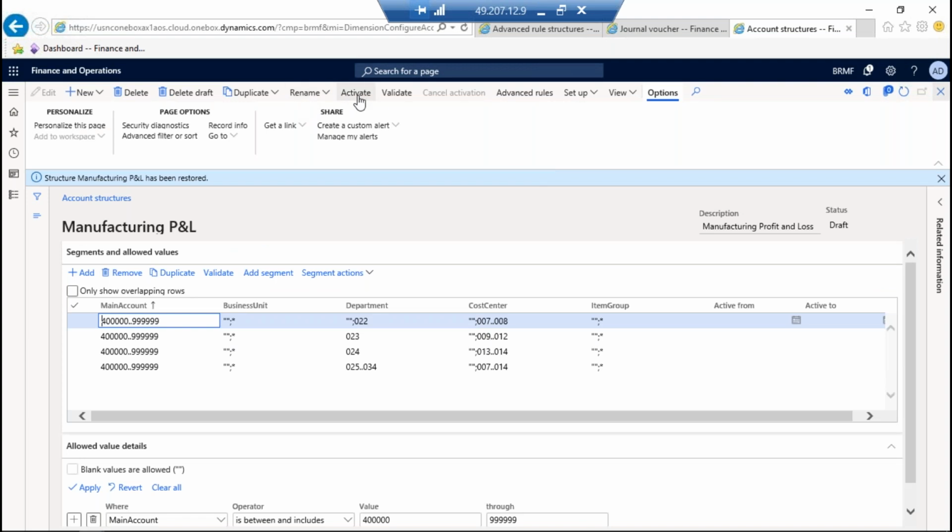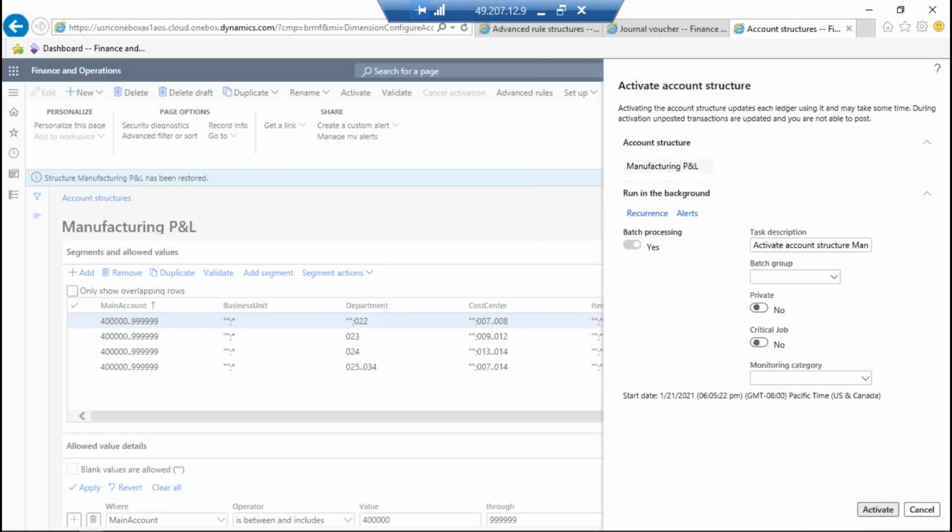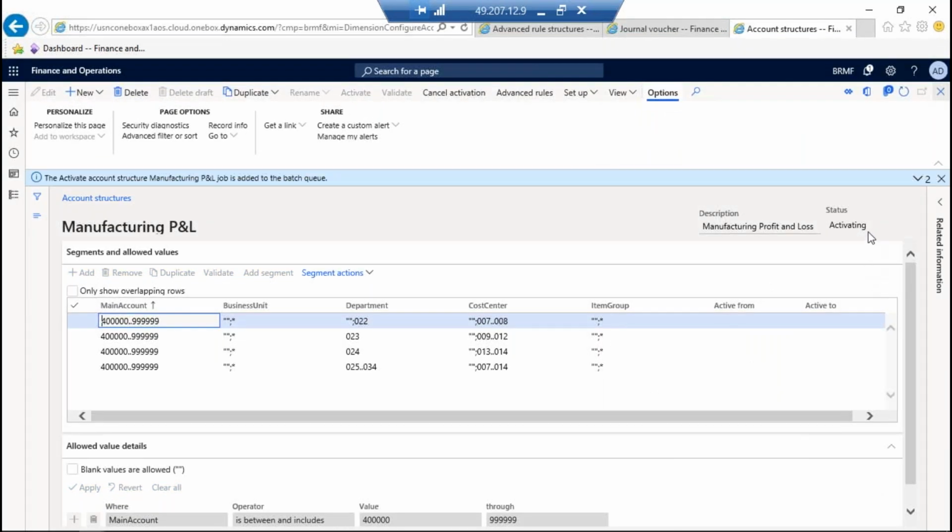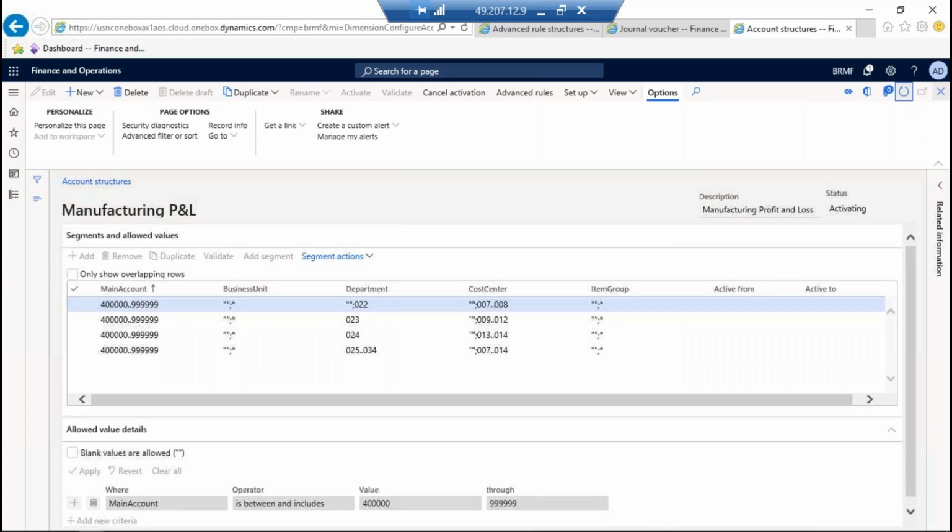Now if you activate, and activating, then the status is activating. Let me refresh. Now active. Sometimes it may take less than 1 minute. Let it complete. It should not be activating. Activating is in progress.